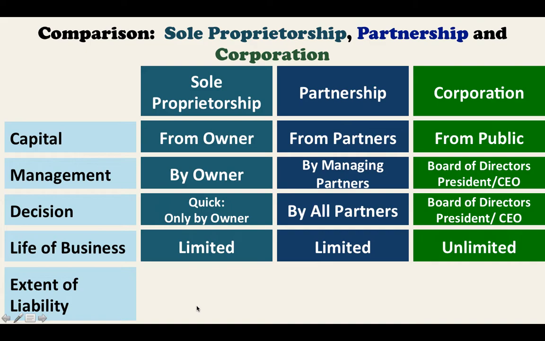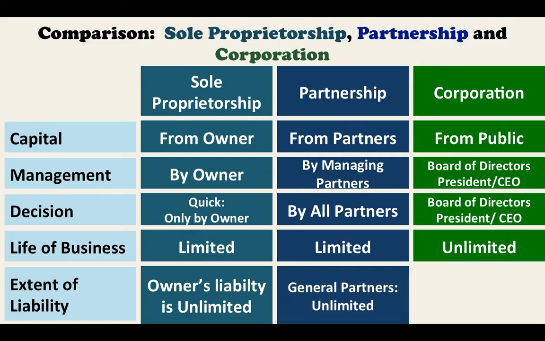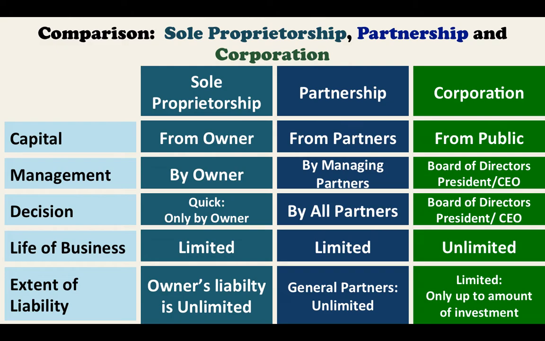As far as extent of liability is concerned, in sole proprietorship, the liability is unlimited. Okay, meaning again that the creditors can run after the personal assets of the owner. And in partnership, it's the same thing. If a general partner, then the liability is unlimited. In corporation, the liability is only up to the extent of the investment of the stockholders. So these are the comparisons of sole proprietorship, partnership, and corporation.